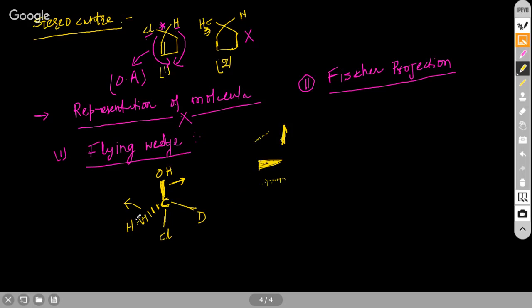Guys, tell me, any doubt? Flying wedge? Dash bond means away from the observer. Dark wedge means towards the observer. That is it.